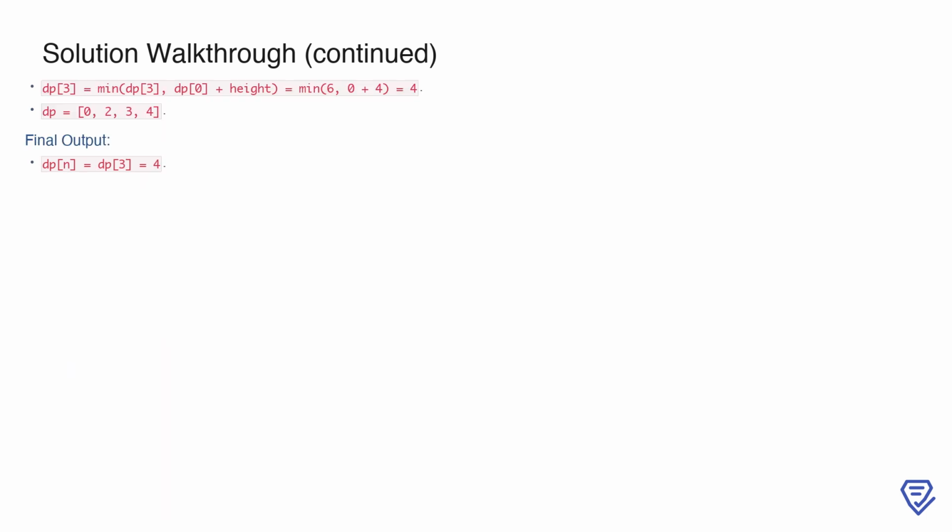Finally, we evaluate placing all three books together. The total width becomes 3, and the height is the maximum of the three books, which is 4. Using these values, we update dp[3] as dp[3] = min(6, dp[0] + 4) = 4. The final dp array is 0, 2, 3, 4, which means the minimum shelf height required to arrange all three books is dp[3] = 4.